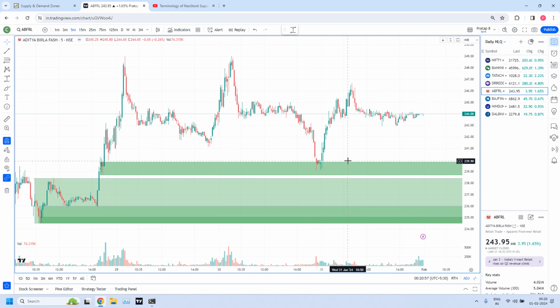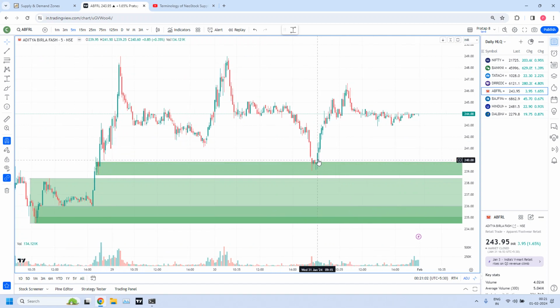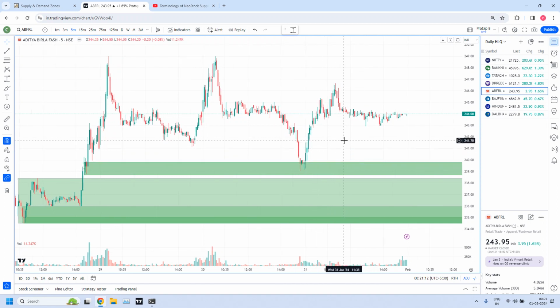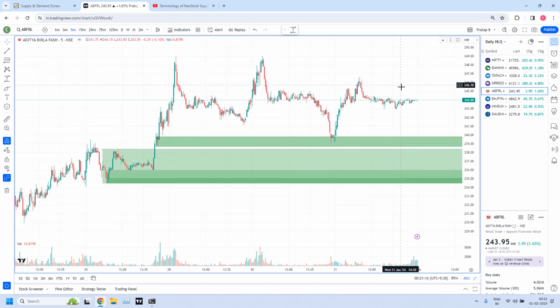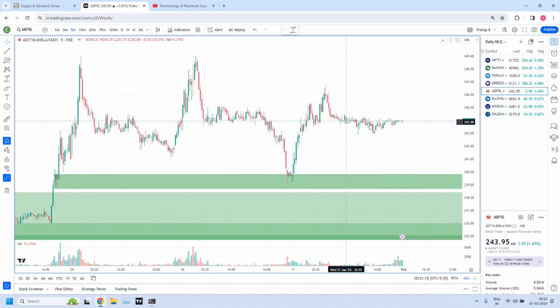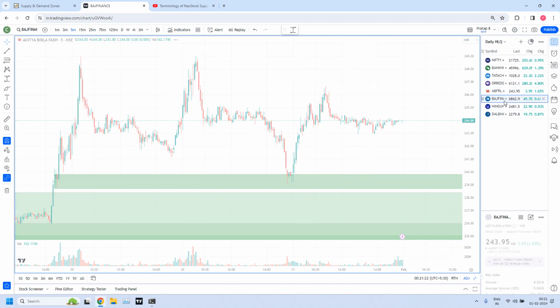Anyway, this is the missed trade due to a small mistake in the analysis. Otherwise, we would have identified it, because this is going to be the first test. This is the second test. Yesterday and today together are going to be the second test. So I'm leaving this. Next one is Bajaj Finance.